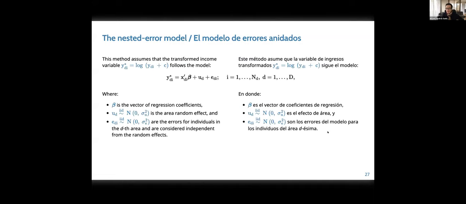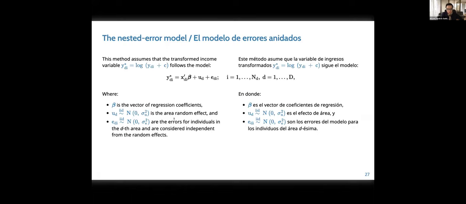Very quickly, this method assumes that we have access to the income through the survey. So we have to transform that variable, for example, using the log shift transformation. And at the end, you can define this model, this nested error model, where beta is the vector of regression coefficients, and you assume that the random effects follow a normal distribution with a specific variance, and the errors of the units also follow a normal distribution, and the random effects and the errors are considered independent.